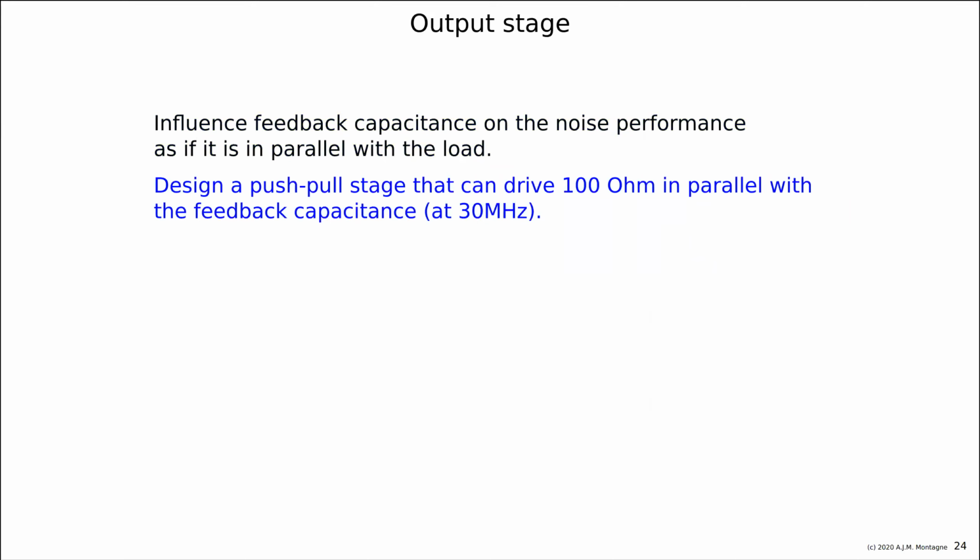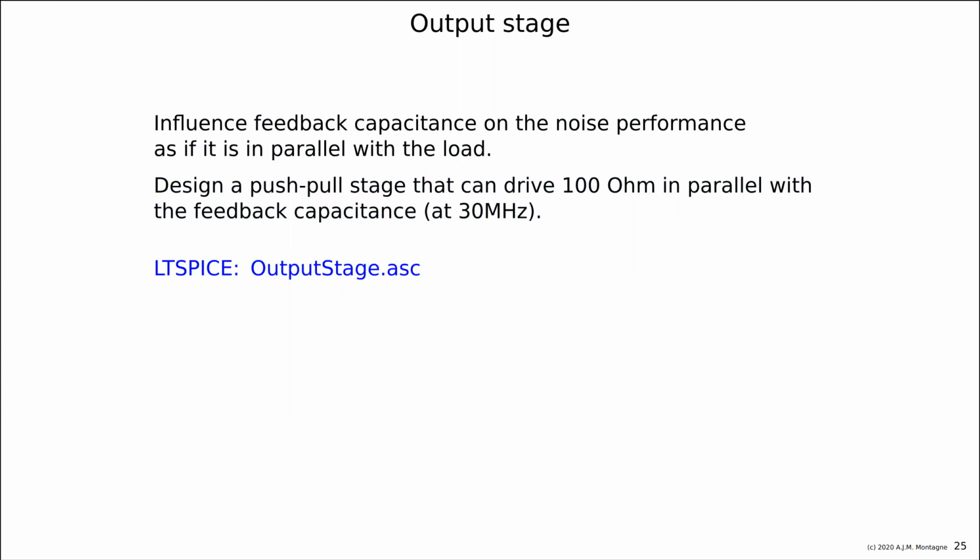So the question is, can we design a push-pull stage that can drive 100 ohm in parallel with the feedback capacitance, and that was 2.5 pF at 30 megahertz. Well, 2.5 pF at 30 megahertz isn't that low impedance, so it doesn't really cost a lot of current budget. But it's important that you realize that this feedback capacitance also needs current.